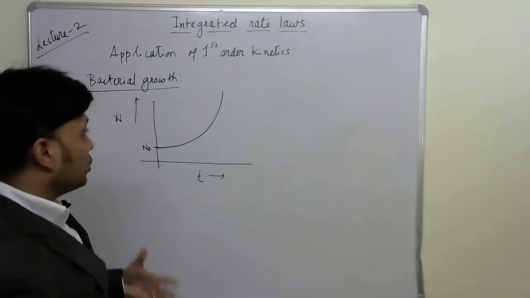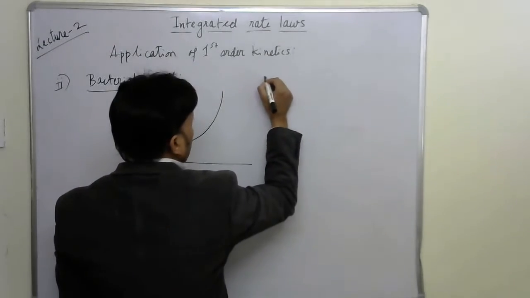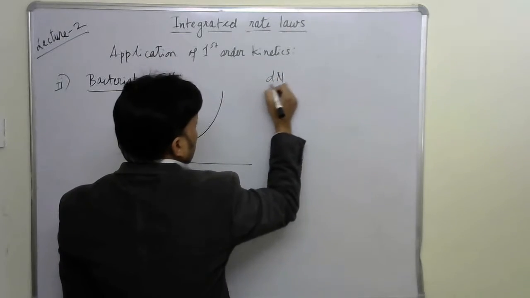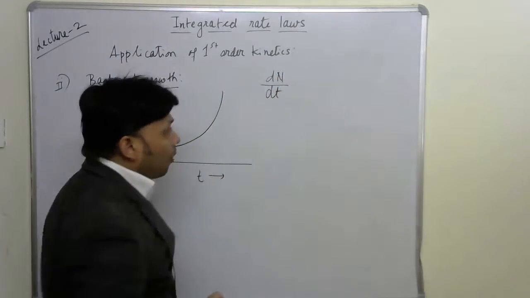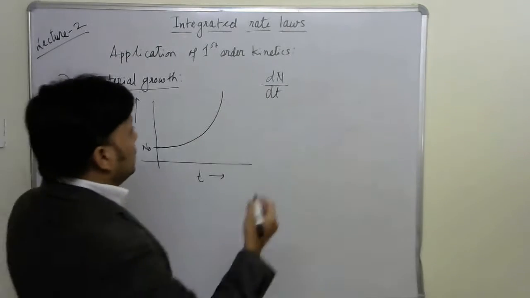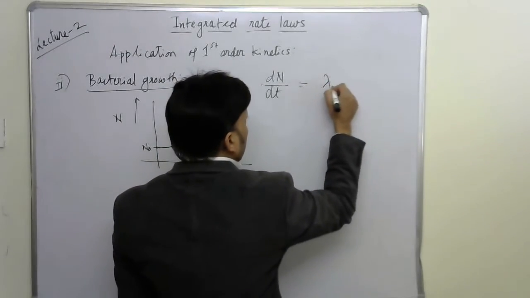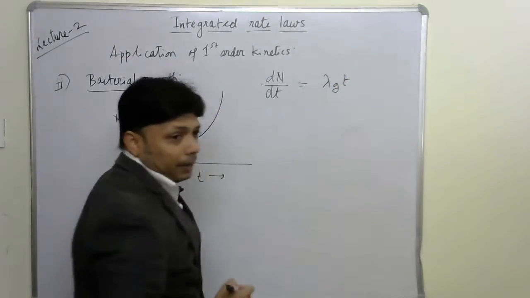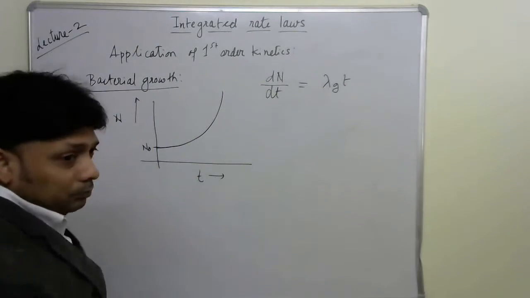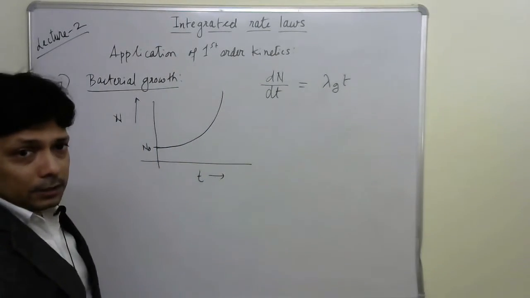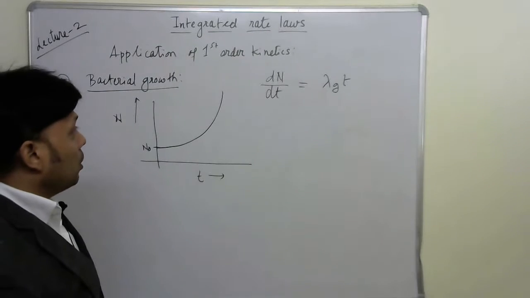The same change can be mathematically represented like this: the change in the number of bacteria dN/dt is equal to lambda g multiplied by the time t.